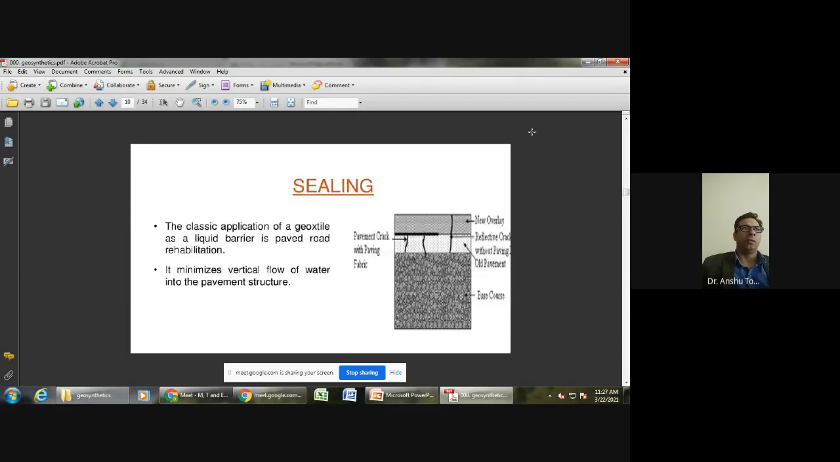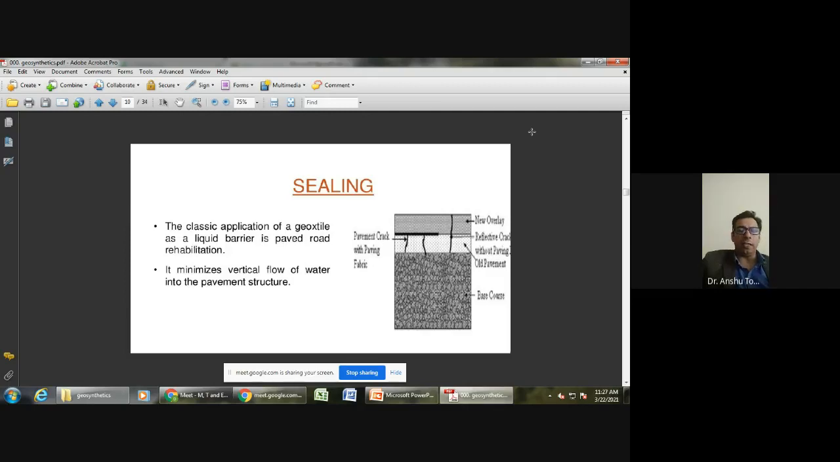Sealing, that is the classic application of a geotextile as a liquid barrier, is paved road rehabilitation. As you know, geotextile is highly impermeable, so it does not let the water pass through it. Based upon the use, if you want the water to pass through it, then also the geotextile is available, as we have seen in filtration.